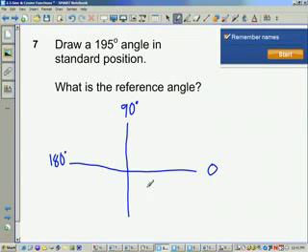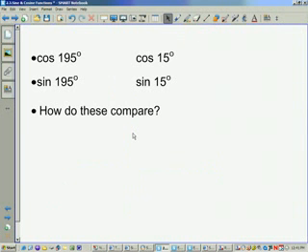All right, we're going just past 180 to get to 195. We're going past by 15 degrees, so our reference angle is 15 degrees. So let's find how these compare.